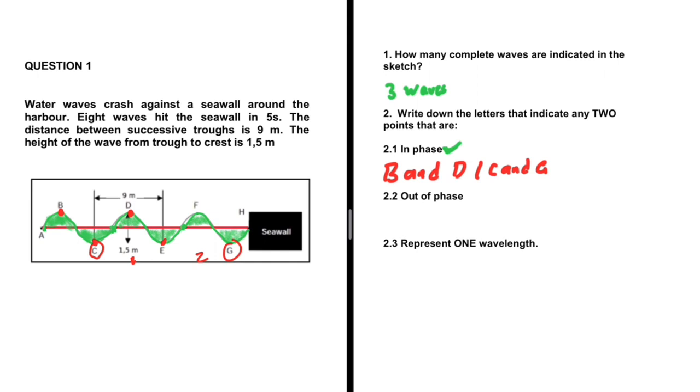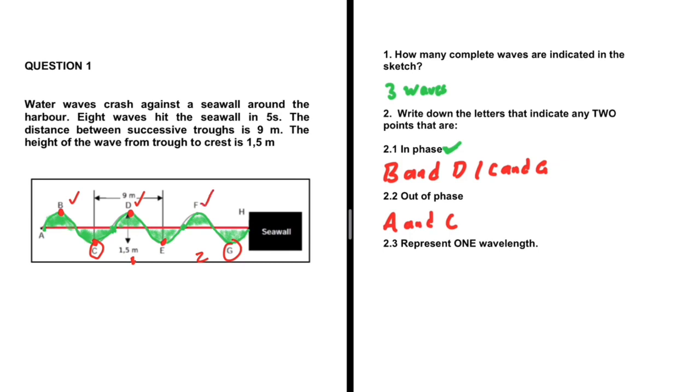For 2.2, we can just say A and C. A and C are 2 points that are out of phase. And then 2.3, we're supposed to indicate any 2 points that represent 1 wavelength. So don't get this question wrong. Any 2 successive crests will represent 1 wavelength. So B and D, from B to D, we have 1 wavelength.